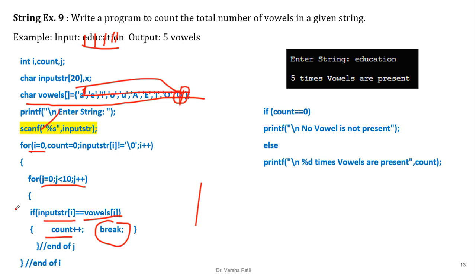When the break happens, we go for the next character, because it goes back into the outer loop. Now it takes the next character, D. D is checked with all 10 locations, does not match, so it comes out of the loop automatically. Next the U character comes, and it matches with A, E, I, O, U, so once matched, count becomes 2 and we break from the inner loop, because once it is matched, there is no need to scan the next characters. After that, if count equal to 0, no vowel is present; else the vowels are present count times, and that we can print.